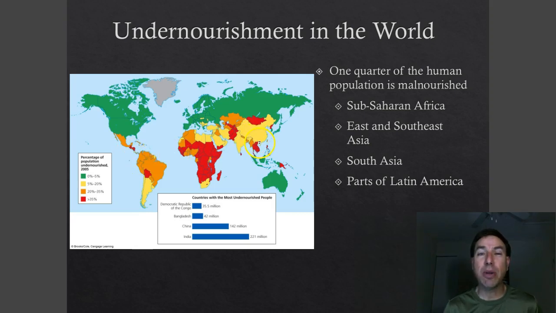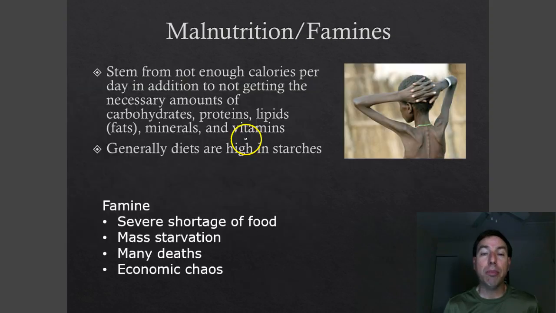So let's look and see, what is malnourishment or undernourishment? Basically, it stems from not having enough calories, not having enough fats, lipids, proteins, vitamins, minerals that you need in your diet. Anytime you're deficient in something that you actually need in your diet, that's called malnutrition. Now, in countries that are highly malnourished, they have usually diets that are very high in starches. For example, grains like rice and corn.